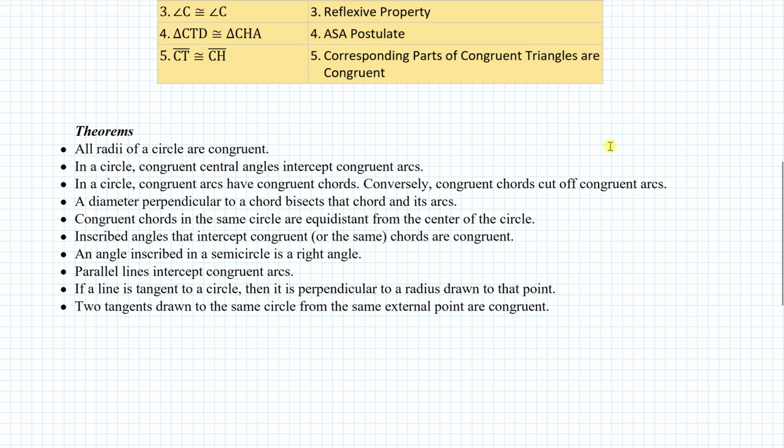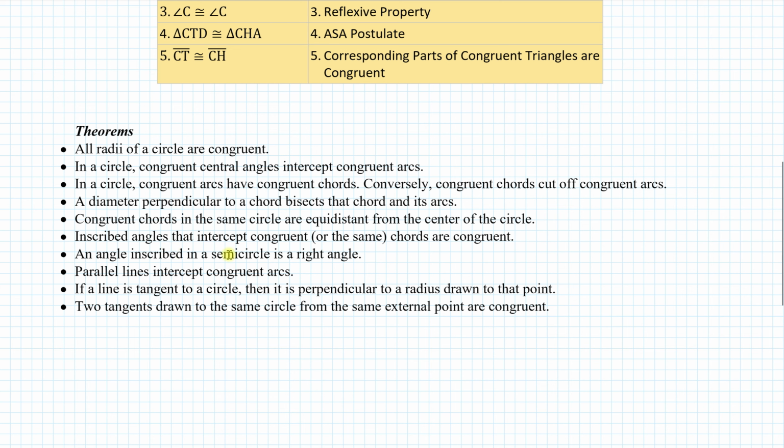For example, all radii of a circle are congruent. In a circle, congruent central angles intercept congruent arcs. In a circle, congruent arcs have congruent chords. Conversely, congruent chords cut off congruent arcs. A diameter perpendicular to a chord bisects the chord and its arc. Congruent chords in the same circle are equidistant from the center of the circle. Inscribed angles that intercept congruent or the same chords are congruent.